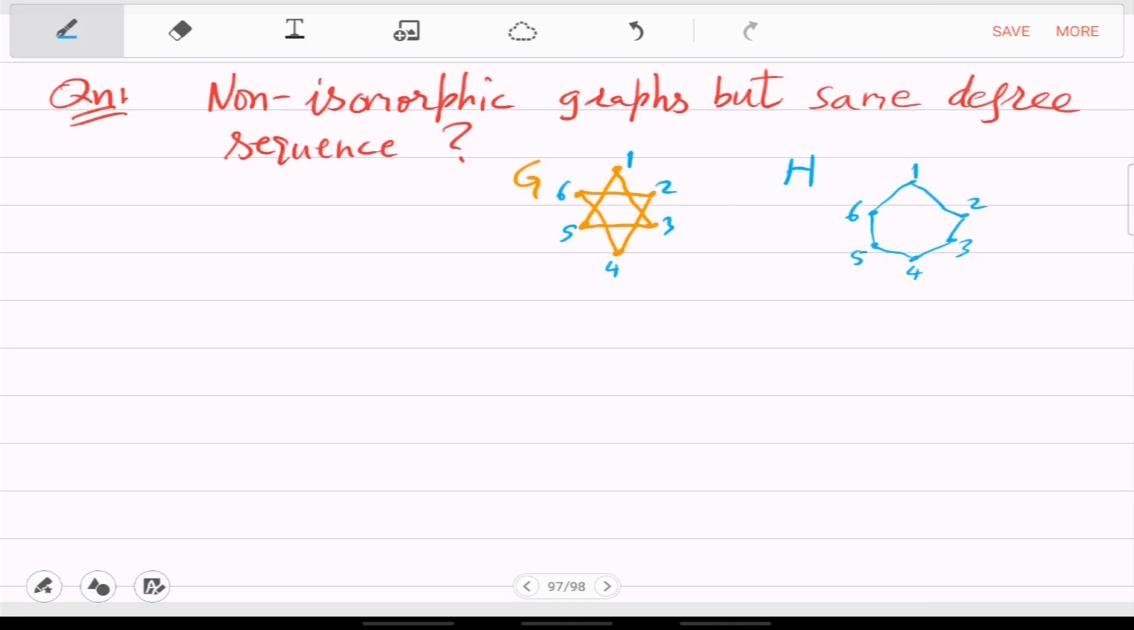But you can see that these 2 are not isomorphic. Why? Why is there no bijection that respects edges? Can you give a proof? Right, so H is actually C6. If G was isomorphic to H, then you should see a C6 in G also. But there is no C6. Is that clear? So this is C3 disjoint union C3, while this is C6. So you can formally prove that these two are non-isomorphic.